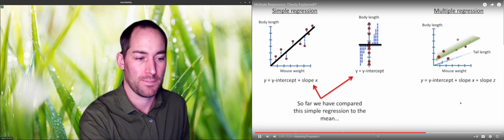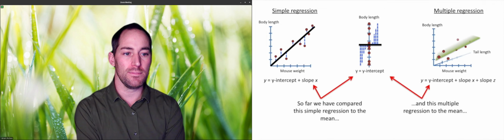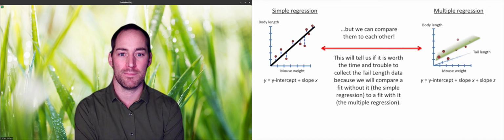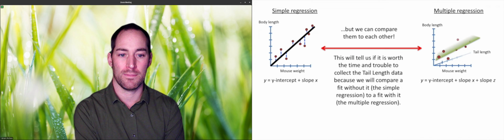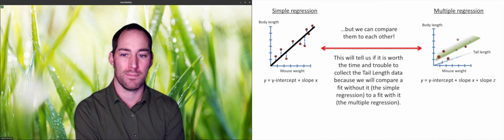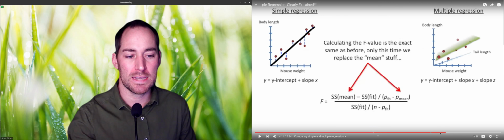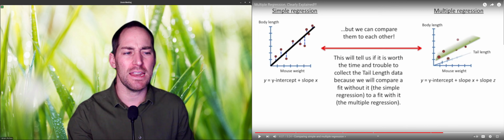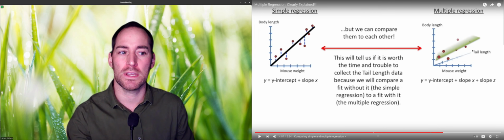So far, we've compared this simple regression to the mean and this multiple regression to the mean. But we can compare them to each other. And this is where multiple regression really starts to shine. This will tell us if it's worth the time and trouble to collect the tail length data, because we will compare a fit without it, the simple regression, to a fit with it, the multiple regression. So another way to say this: you can compare, hey, did adding tail length make our prediction better, or did this make our prediction worse?